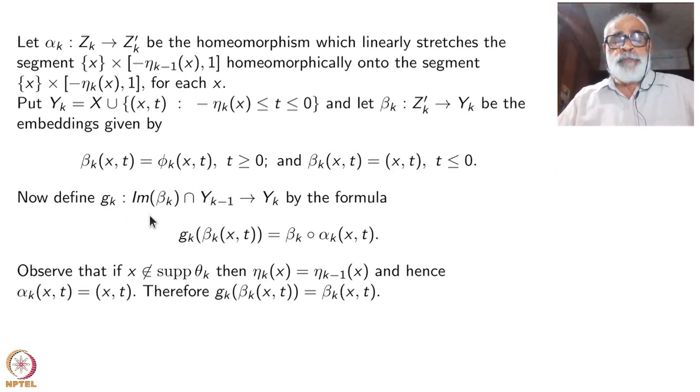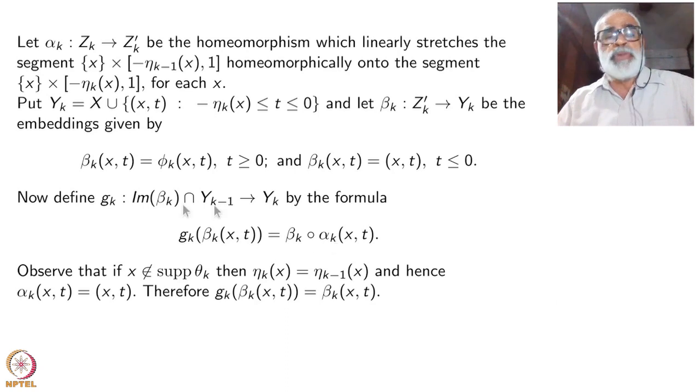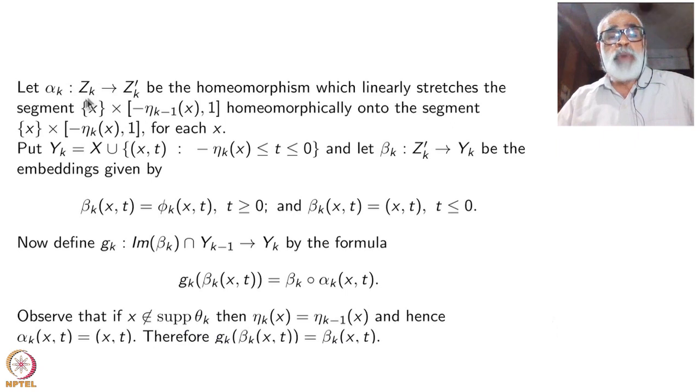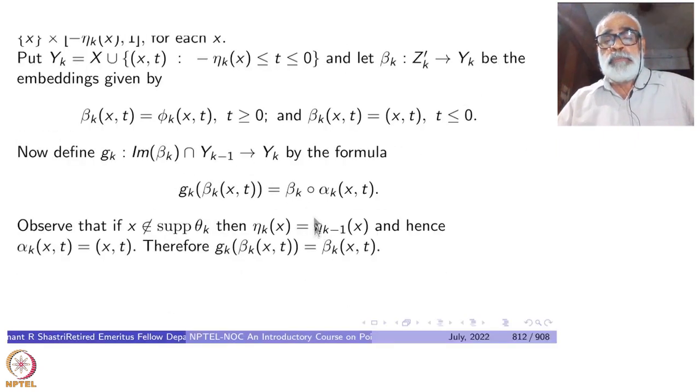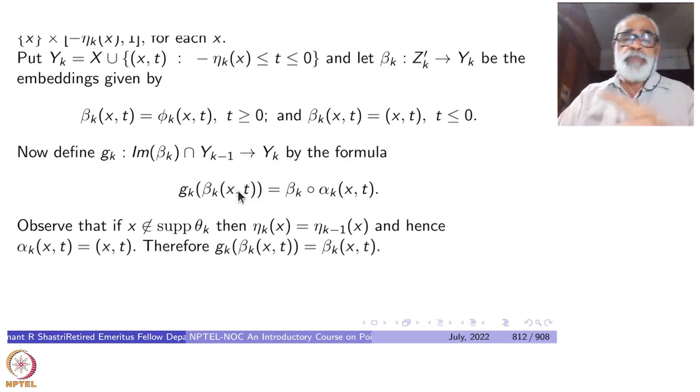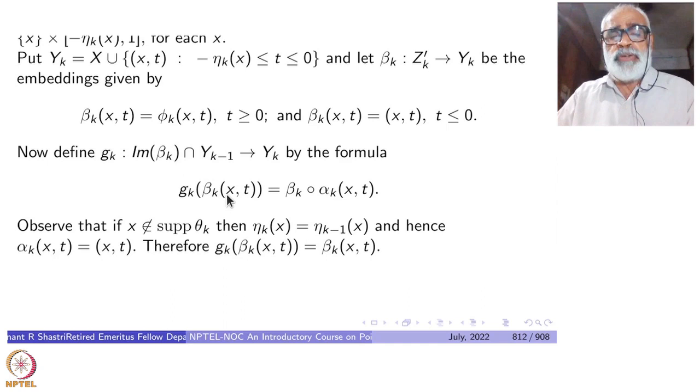We define gk on the image of beta k intersection with yk minus 1 to yk by the formula gk of beta k of xt equals beta k composite alpha k. This alpha k is stretching, the smaller space to the larger space. Okay. So first stretch it and then take beta k. Every member here is the image, so it is beta k of xt. Okay. So take that xt, stretch it, and then again take beta k. So it is like first you take beta k inverse. Instead of writing inverse, I have just written gk of every element here, which is after all a unique element like this, beta k of xt. Okay, if you write it as some y, then this xt will be beta k inverse of that. So that is more confusing than writing it like this. So gk is defined like this.